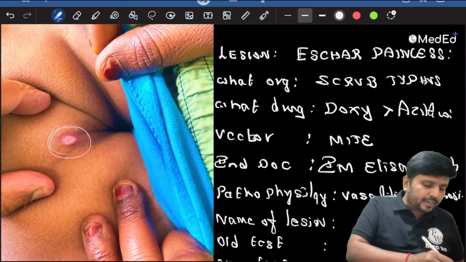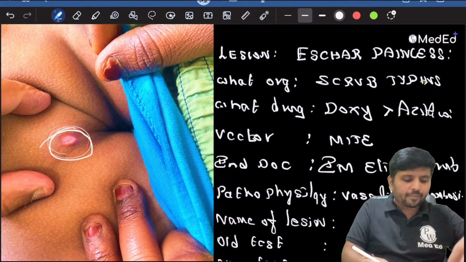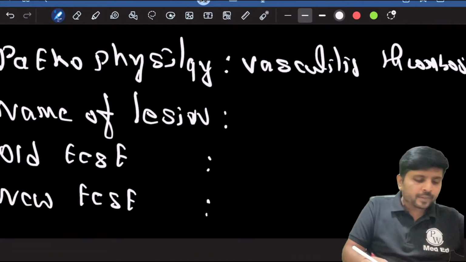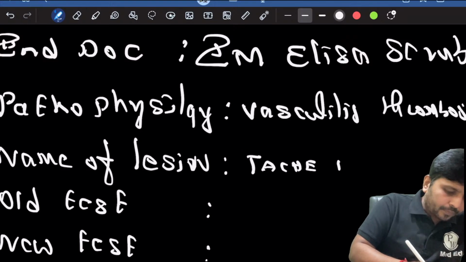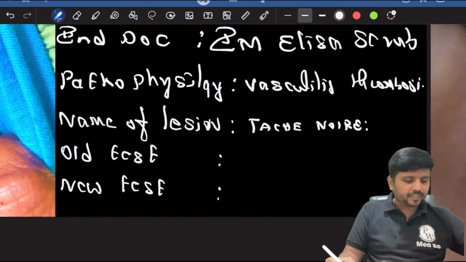What is this lesion called? The other name of the lesion is called what? Tache noire. Painless eschar. I repeat, painless eschar.